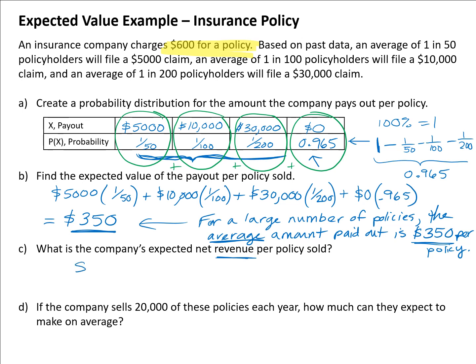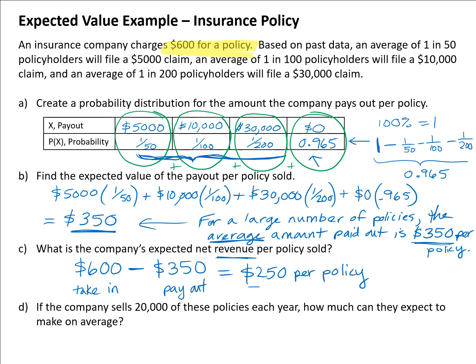So they're taking in $600, and then on average they're paying out $350. So the net revenue would be the difference between those two. 600 minus 350 is $250 per policy. They are basically keeping $250 per policy on average.